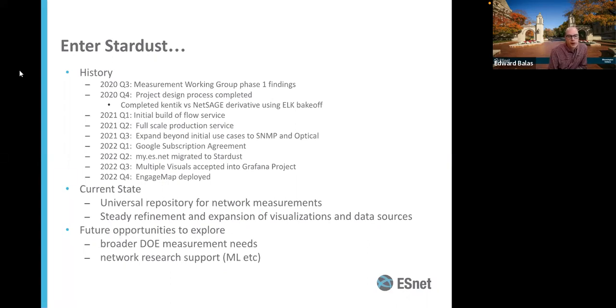And at this point, we have a majority of our internal needs addressed, and we're starting to look into our broader, let's say, customer base or broader DOE community, to look at the needs we can serve there. And we're also starting to look at things in the research space. So how folks that want to use machine learning or AI in terms of network response or tuning. We're trying to figure out how to support those needs in the investigative phases.